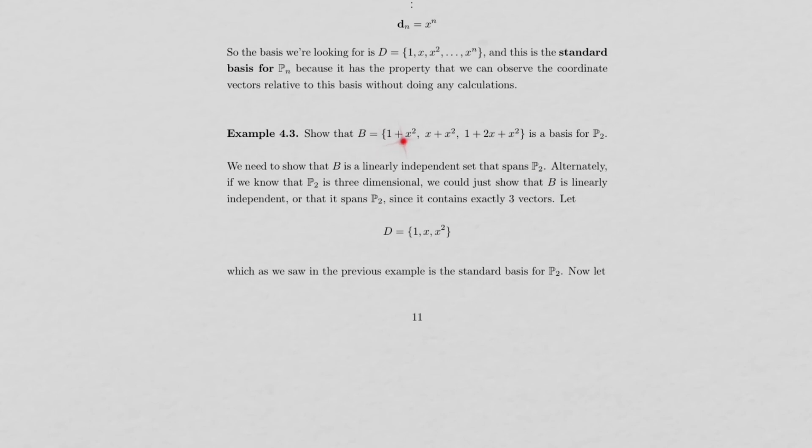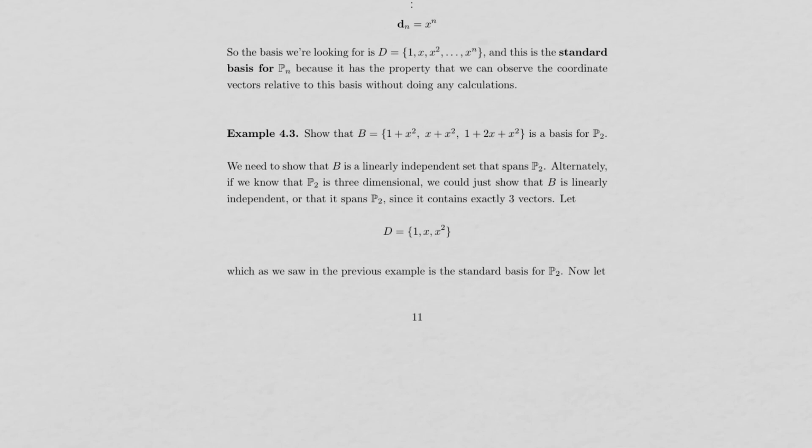Now, since there are three vectors here, 1 plus x squared, x plus x squared, and 1 plus 2x plus x squared, and I know that P2 is three-dimensional, I can skip one of these steps. I could show that it's linearly independent, and since there are three vectors, I know it's a basis, or I could show that it spans P2, and since there are three vectors, I know it's a basis. But we're going to do something even easier. We're going to use an isomorphism.